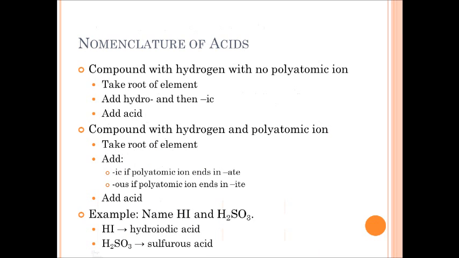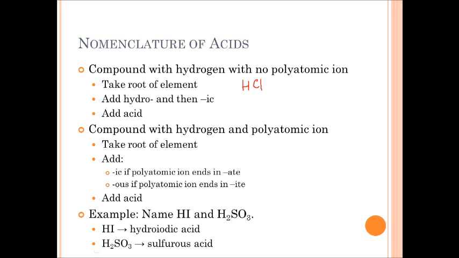Alright, along those same lines, we can also talk about naming acids. And we really have two types of acids. The first is an acid that has basically an element off the periodic table. It doesn't have a polyatomic ion. So in this case, it'd be like HCl.